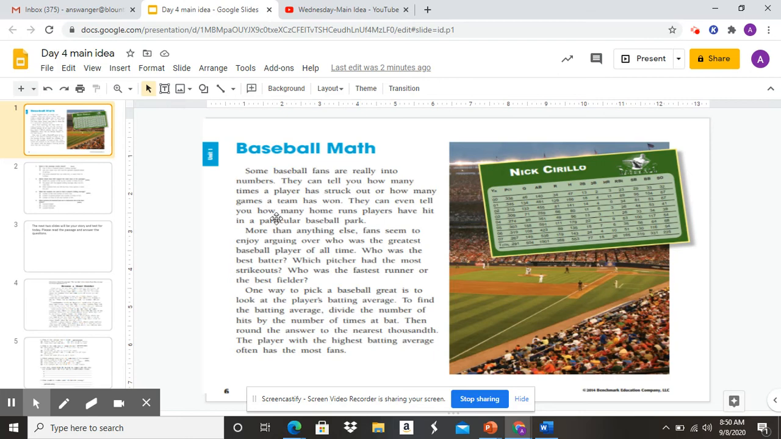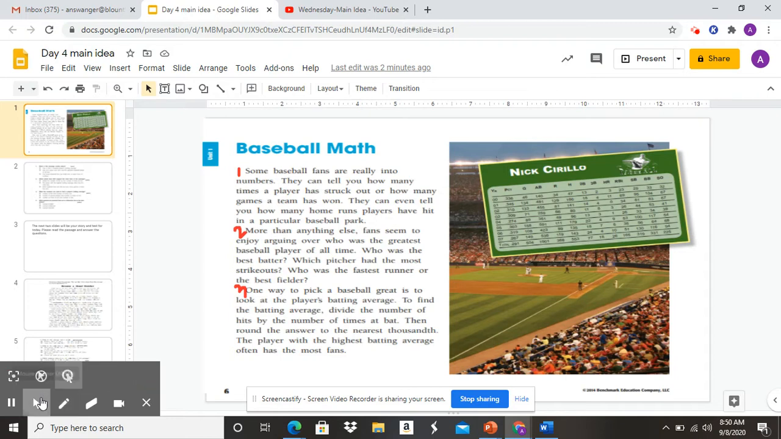So I'm going to read this passage with you, like I said, and answer these questions on the next slide. I'm going to read the title of my passage, which is Baseball Math. I want to see how many paragraphs I have in this passage. A paragraph is when it indents in. You'll notice the difference between here and here. See the words when they start here? That means I've started a new paragraph. So there's paragraph 1, paragraph 2, and paragraph 3.